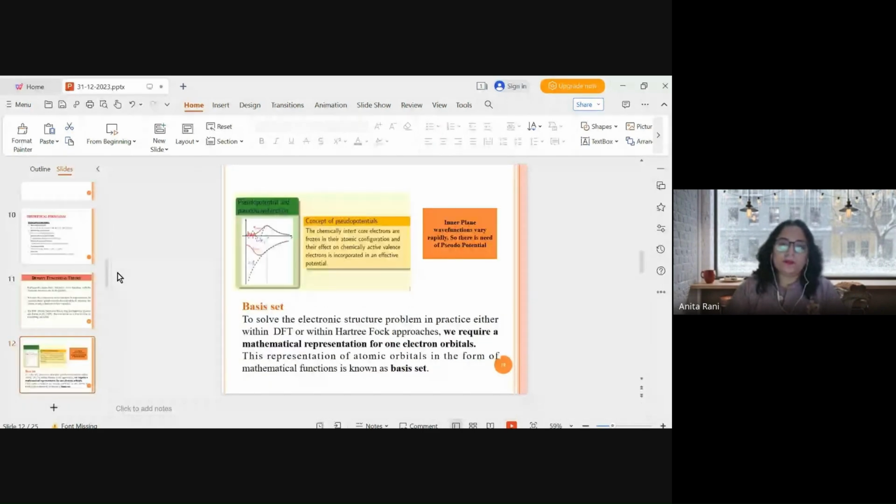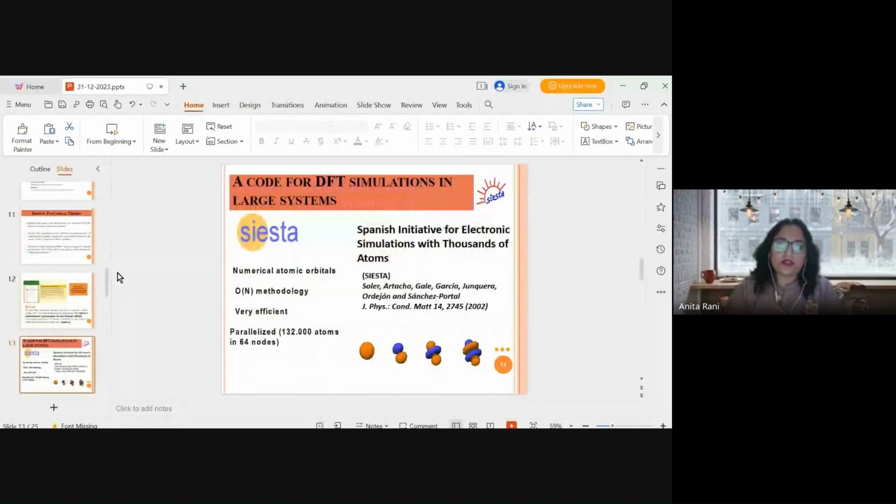These are the pseudo potentials that we have used to freeze the effect of the core electrons, and basis sets are used for the mathematical representation of the electron orbitals. SIESTA is a code used to carry out calculations to find the electronic, magnetic, and structural properties of the studied materials. The full form of SIESTA is Spanish Initiative for Electronic Simulations with Thousands of Atoms.